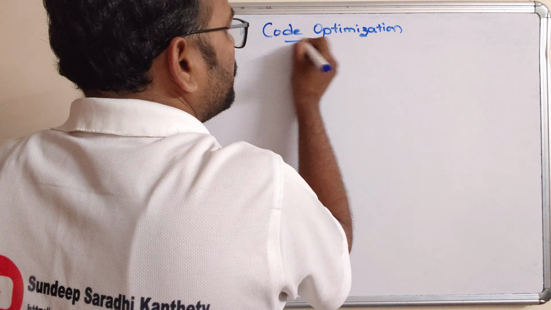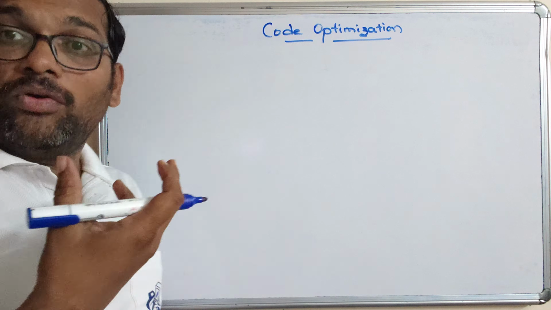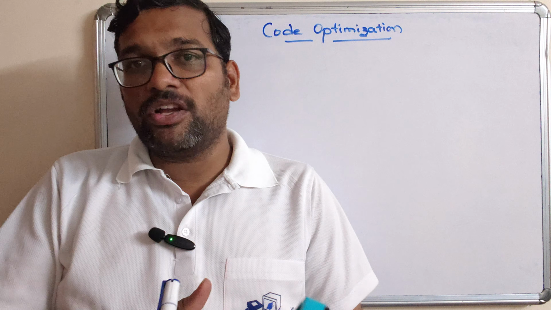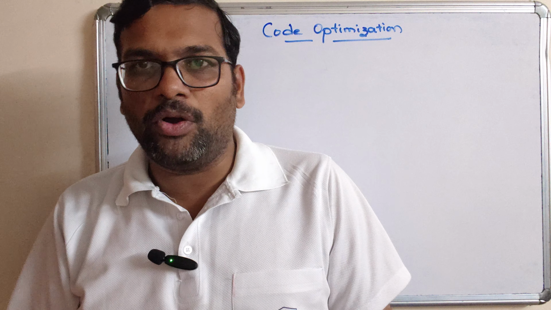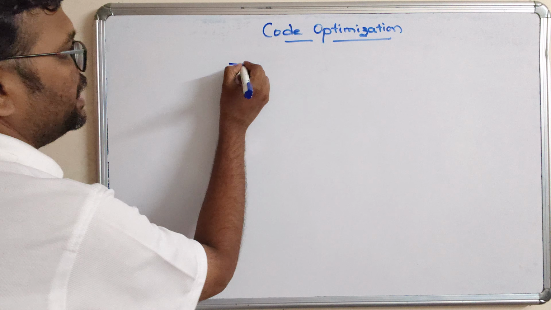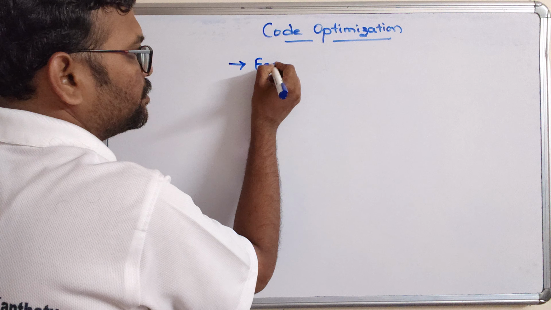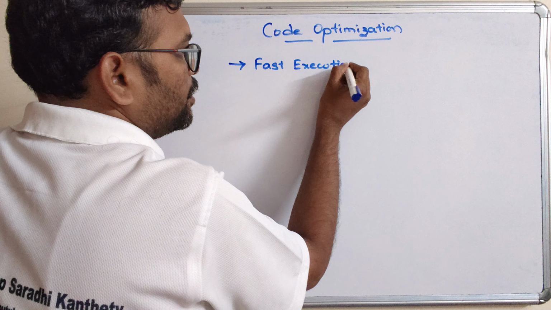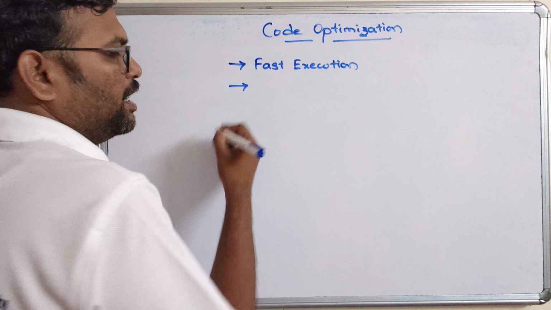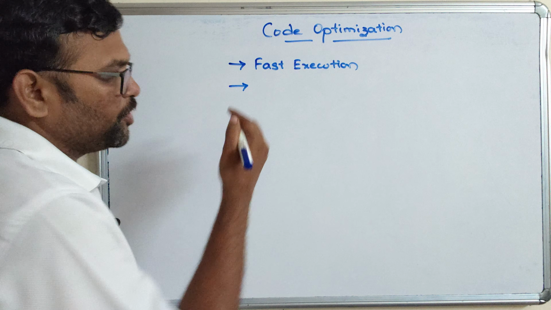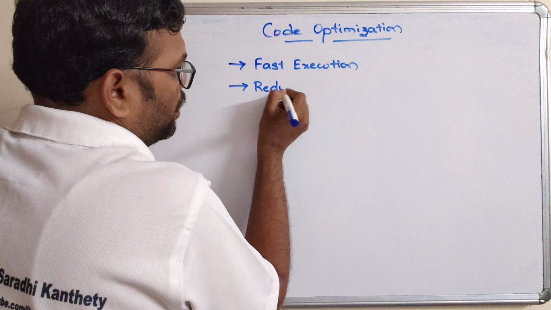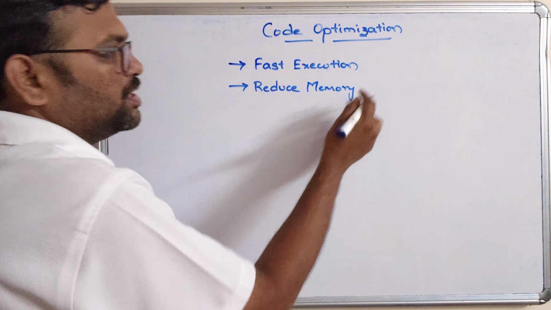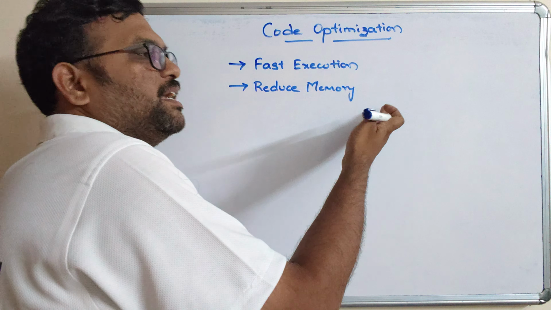So code optimization means how the code is efficiently developed, in terms of both memory and time complexity. The main reason is fast execution. The execution will be very fast, and it will reduce the memory usage. So this is time complexity and space complexity.